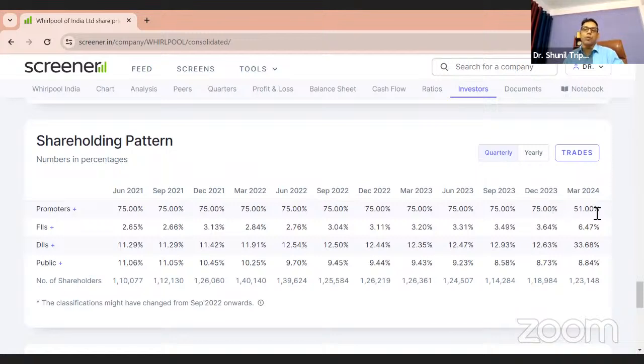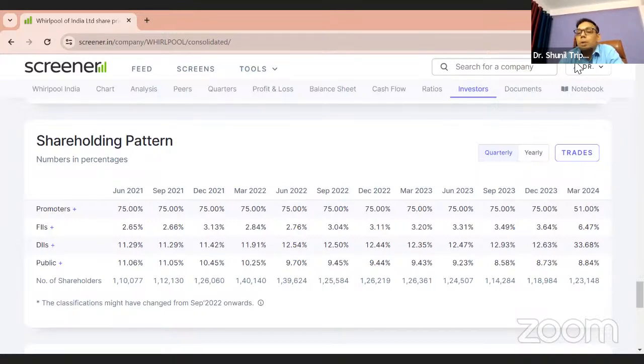Now it has reduced to 51%. So that means some of the holding they have sold. So by seeing this, you can get to know what the company's price is going to be in the coming future. Okay. So in this way, you can expect the price movement by seeing the promoter holding. So SEBI rule says that no promoters can have more than 75%.